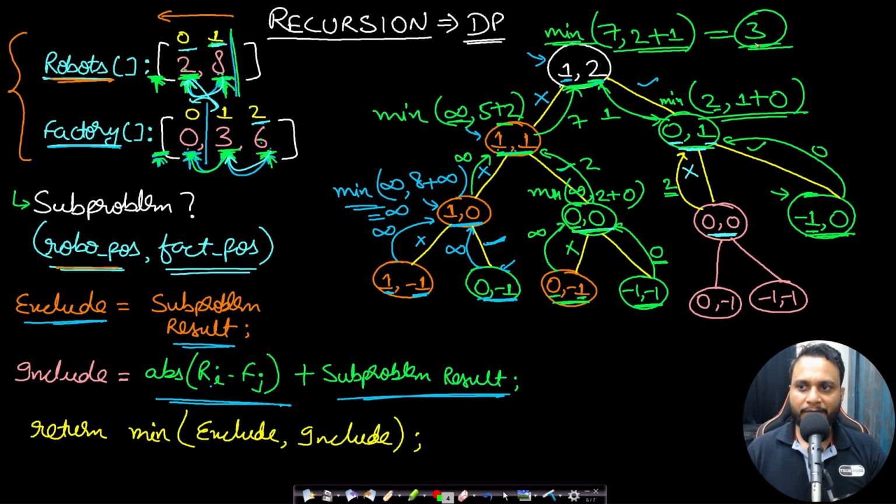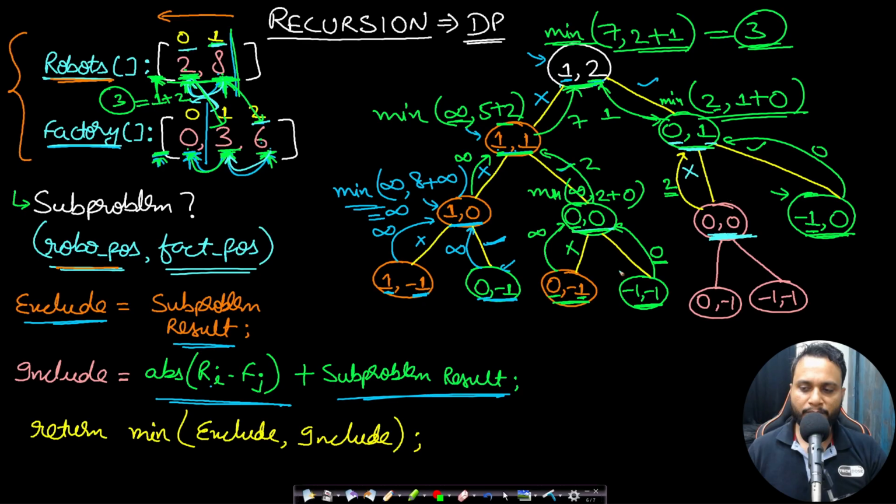So by traveling 3 distance in total, we can assign all these robots to the factories and get all the robots repaired. And that assignment will be 2 going to 3 and covering a distance 1, and 8 going to 6 and covering a distance 2. So that will be equal to 3, right? So I hope you understood the recursion approach. Now in this case, we know that there are repeating sub problems.